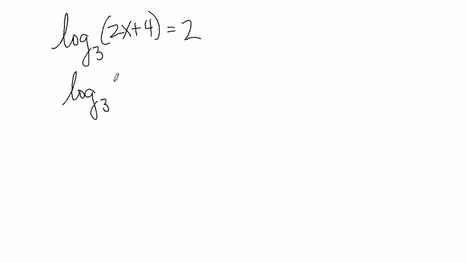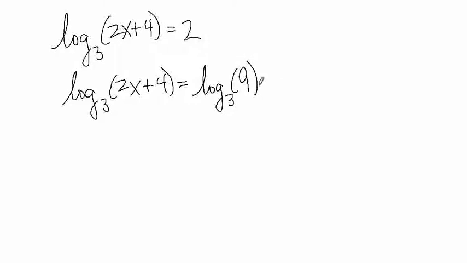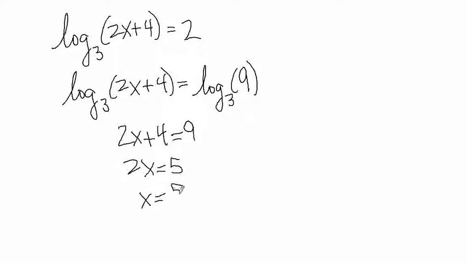So I'm going to rewrite the right side, put it in an equivalent form that has a log to the base 3, and that would be the log to the base 3 of 9. That's equal to 2. Okay, so the only way those two logs could be equal is if the arguments are equal. So 2x plus 4 equals 9. So 2x equals 5, x equals 5 over 2. Okay, and let me remind you, you have to plug in your candidate solution to make sure that that indeed is a valid solution.